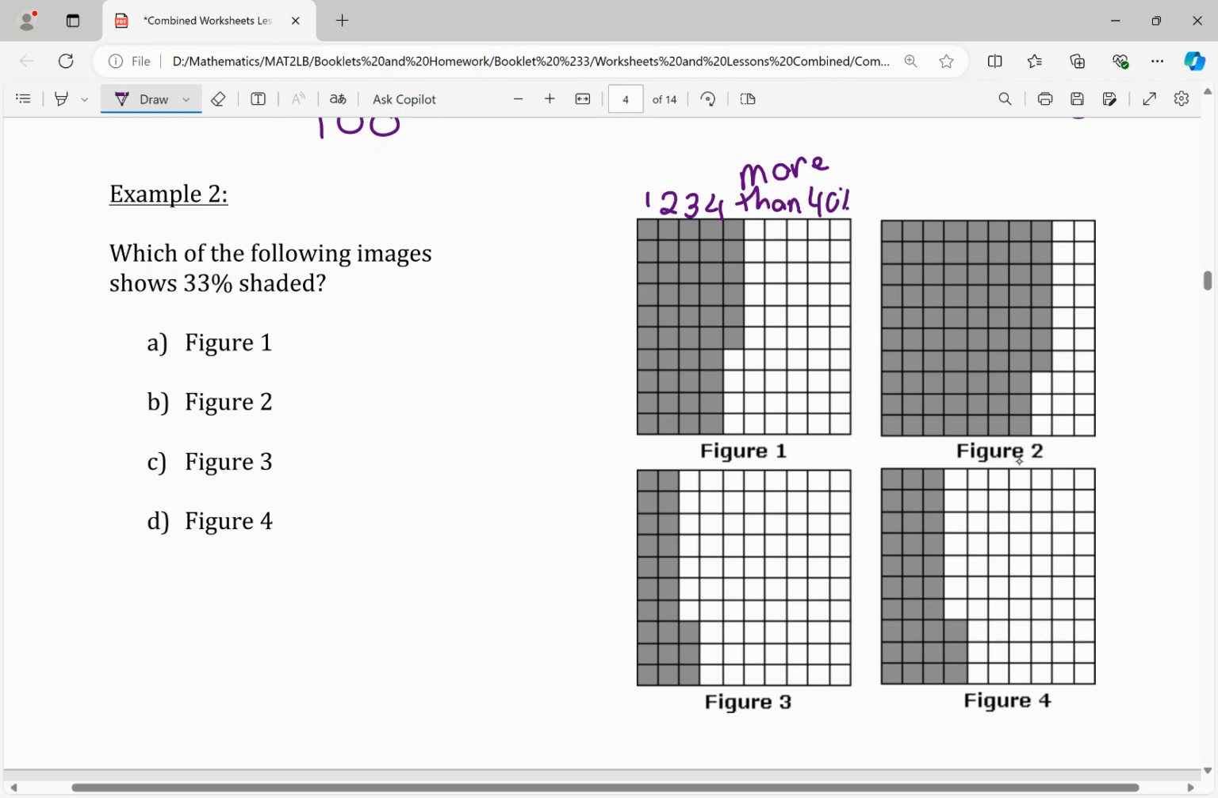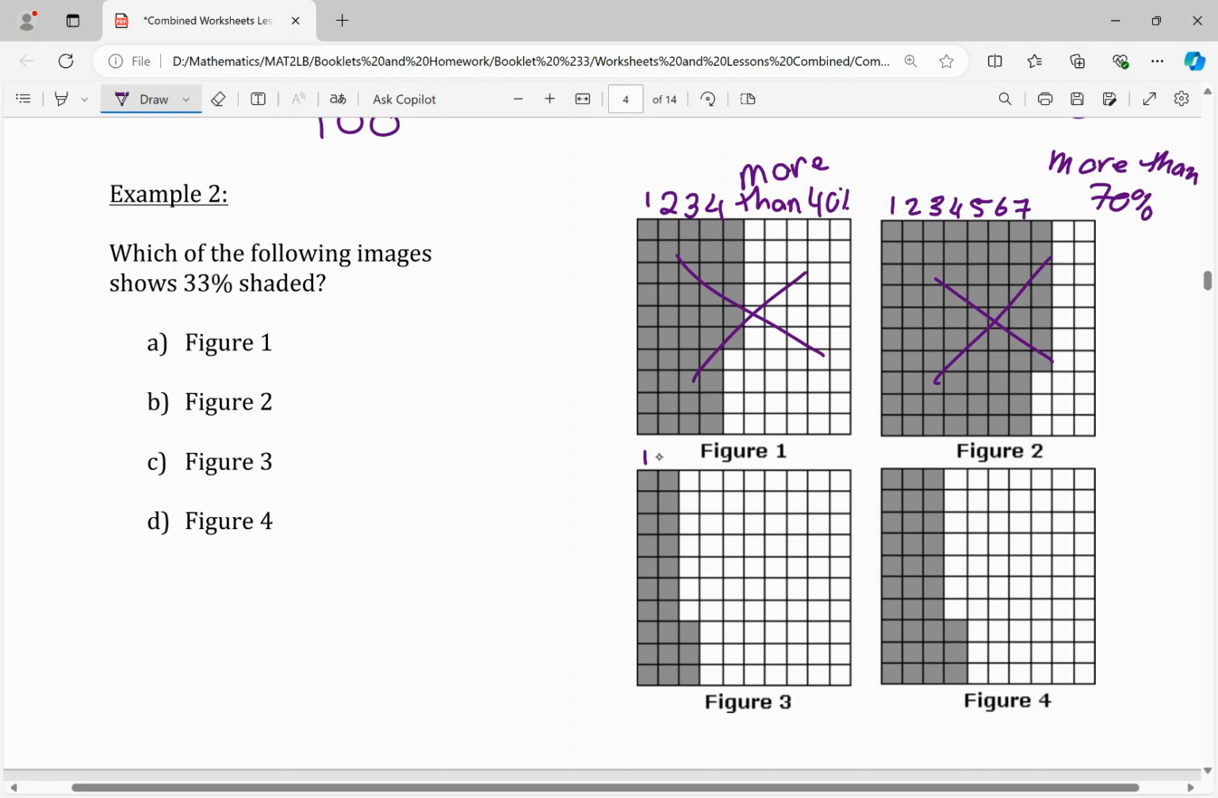Similarly, figure 2 is larger, or a higher percent, than figure 1. So I can start counting if I want, but I can already see just by looking at it, this is definitely more than 33%. This is more than 70%. Which means that the first and the second figure are not what I'm looking for.